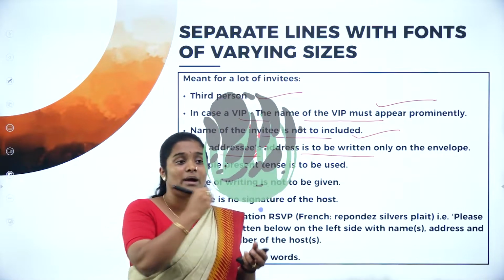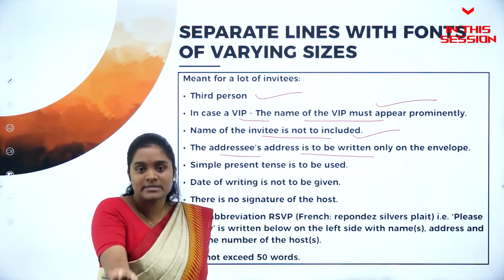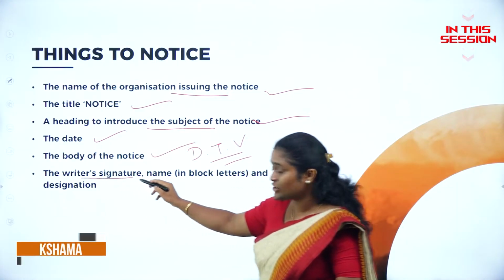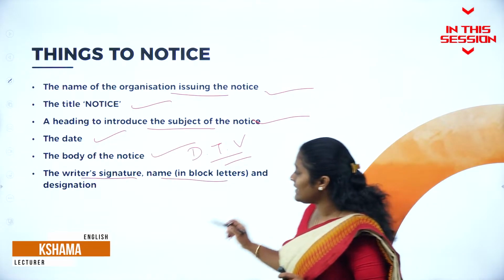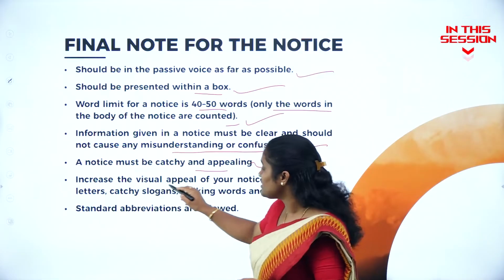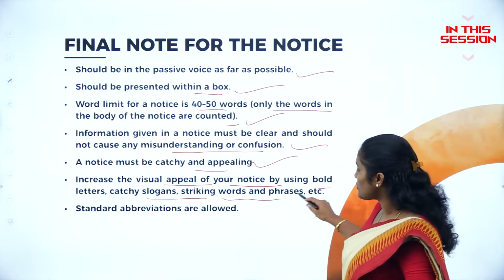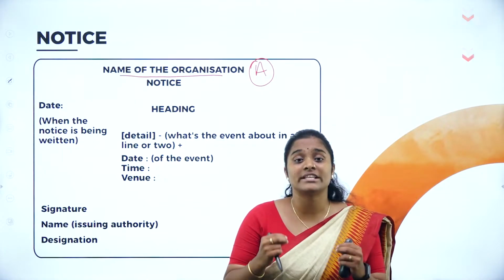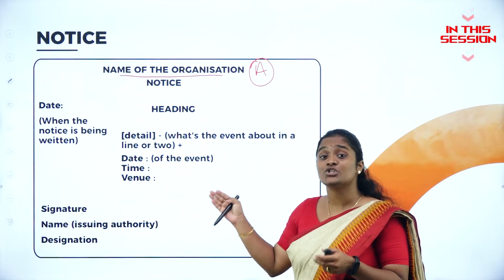On top of the envelope, I'll write each of your addressees' names, different addresses to whom I am sending it. Clear? The writer's signature comes first, then name in block letters, at the end, designation. Increase the visual appeal of your notice by using bold letters, catchy slogans, striking words and phrases, etc. The name of the organization or the institution on behalf of which the notice is being issued.